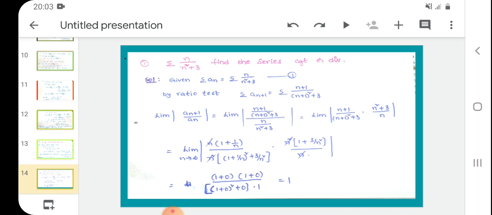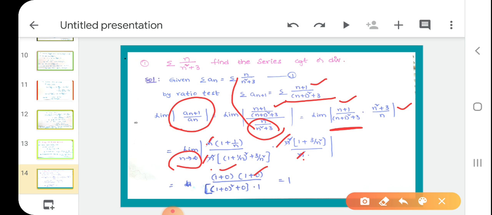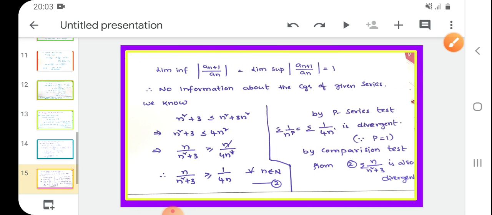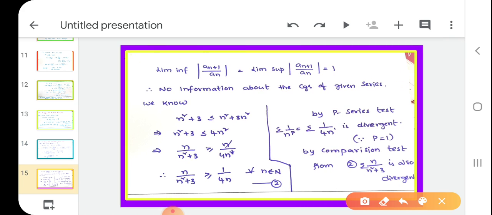Now I find the limit of an plus 1 by an. That implies n plus 1 by n plus 1 whole square plus 3, divided by n by n square plus 3. What we get here? The denominator is reversible, so n square plus 3 by n. Now I take n square and n as common in all terms. After cancelling all the n square and n terms, now I put n equal to infinity. So I get the value 1. So if alpha equals 1, what do we say? We can't say the given series is convergent or divergent. So there is no information about the convergence of the given series.